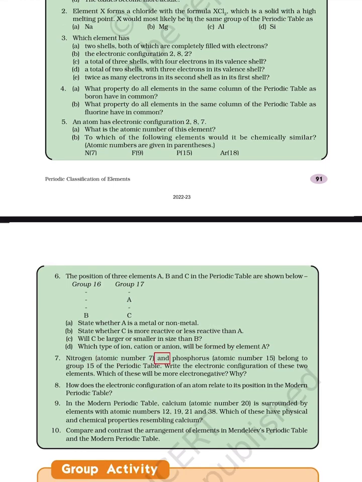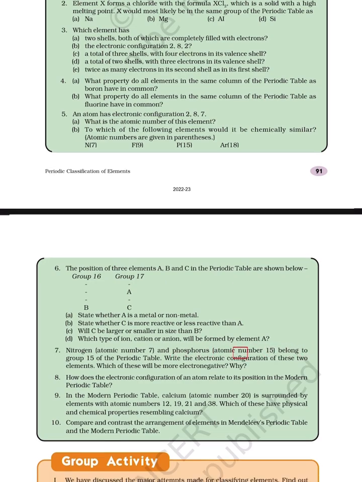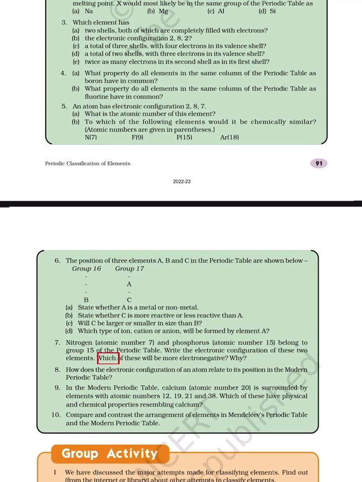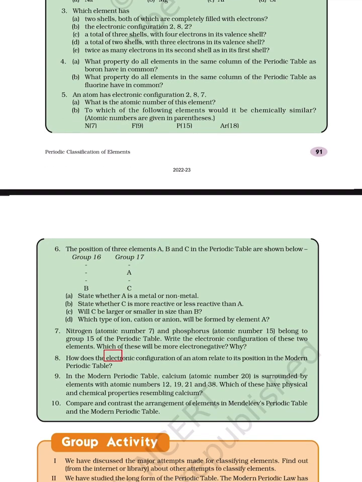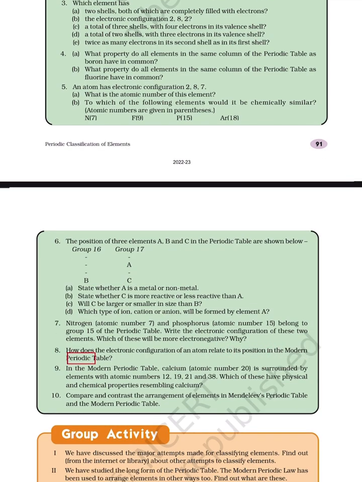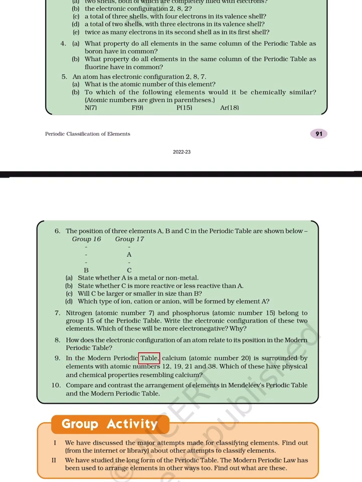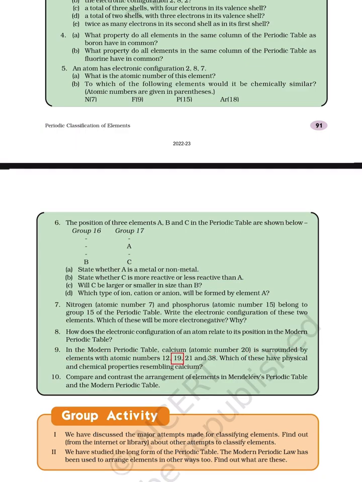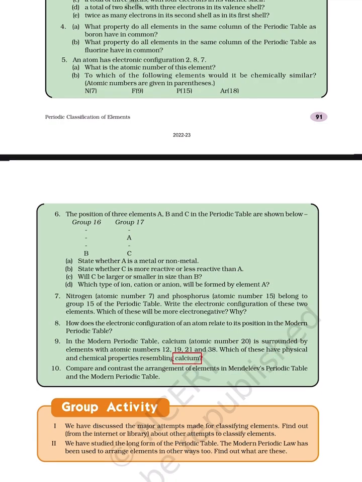7. Nitrogen, atomic number 7, and phosphorus, atomic number 15, belong to group 15 of the periodic table. Write the electronic configuration of these two elements. Which of these will be more electronegative? Why? 8. How does the electronic configuration of an atom relate to its position in the modern periodic table? 9. In the modern periodic table, calcium, atomic number 20, is surrounded by elements with atomic numbers 12, 19, 21 and 38. Which of these have physical and chemical properties resembling calcium?